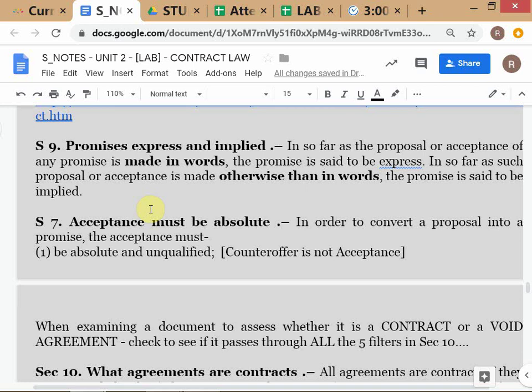So anytime there are words, you can't call it an implied promise. There has to be a complete absence of words, and still, if you can infer some kind of promise from the conduct of the parties, then you have an implied promise.